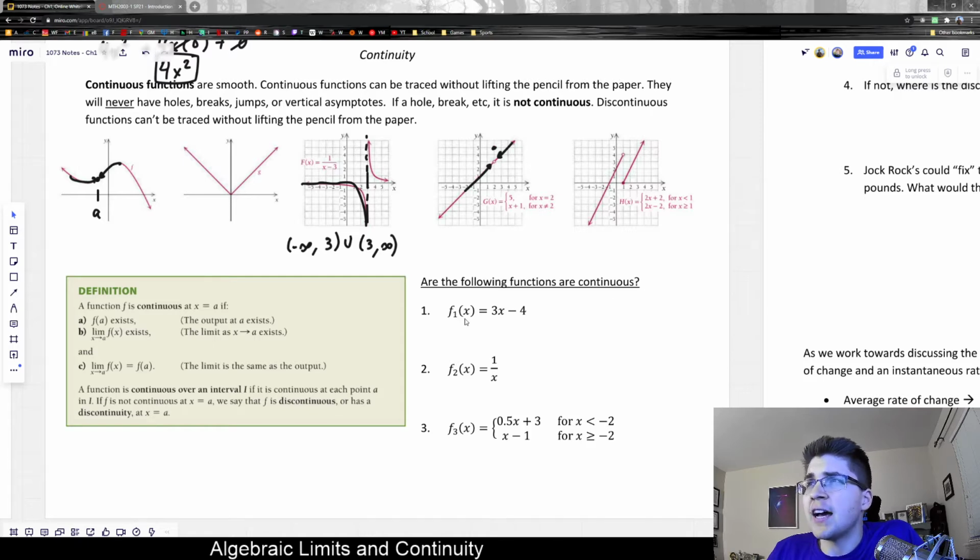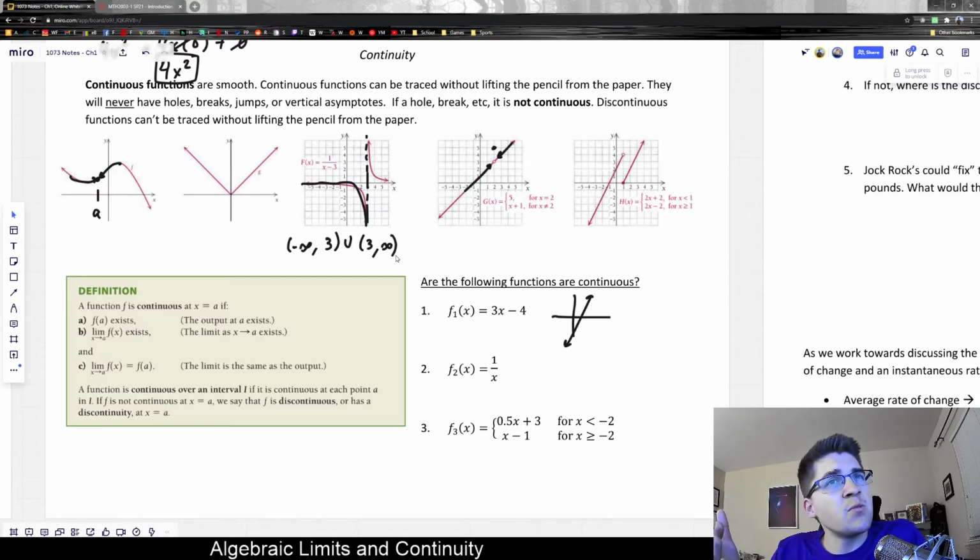F1 of x is equal to 3x minus 4. Well, straight off the bat, this is what we call a linear function, mx plus b, where the slope is equal to the multiplier on the x term, and the constant term is the y-intercept. So really, starting with a graph is the first way you could tell if something is continuous or not. And that's the easiest way. It will have a slope of 3 and an intercept of minus 4. It'll look something like that. And linear functions are always continuous because, first of all, polynomials are always continuous. That's just a general trait of that category of function.